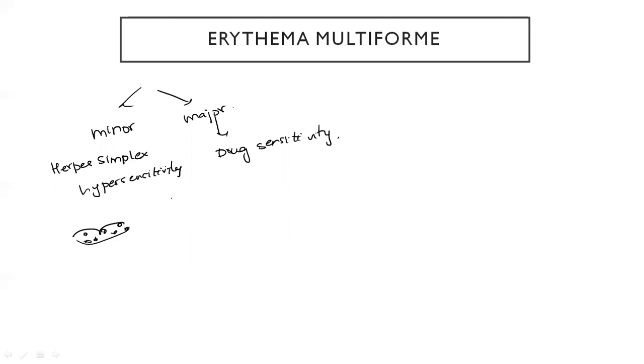And another name for erythema multiforme is Stevens-Johnson syndrome. All right. So there are two types, minor and major. Minor can be because of herpes simplex hypersensitivity, and major can be due to drug sensitivity. And the other name is Stevens-Johnson syndrome.